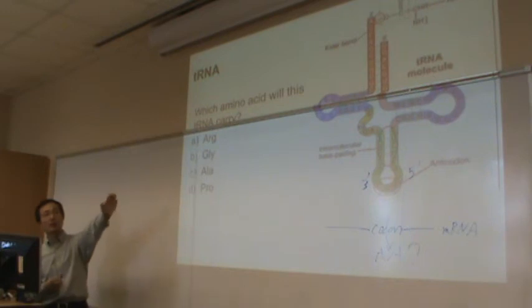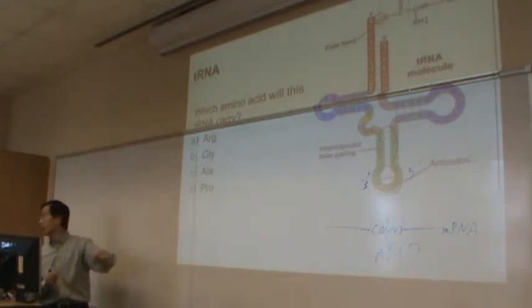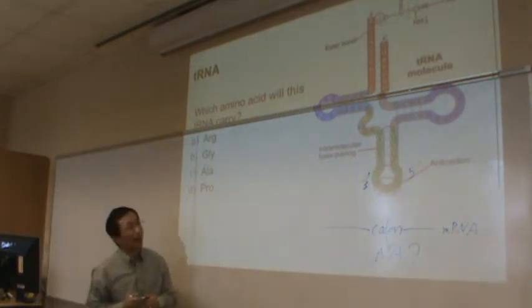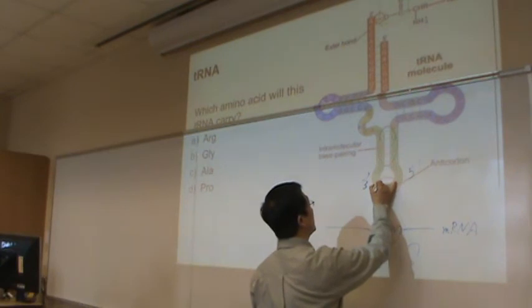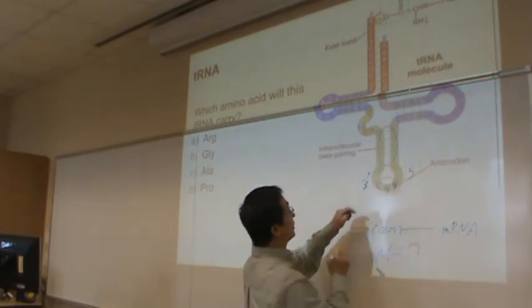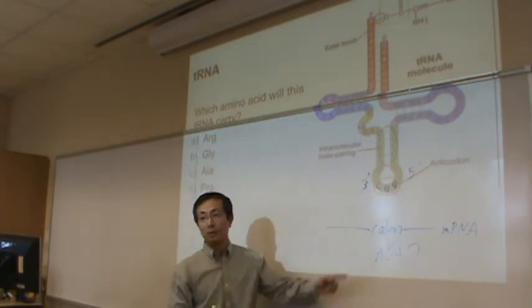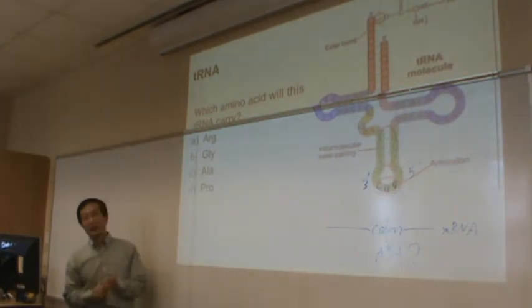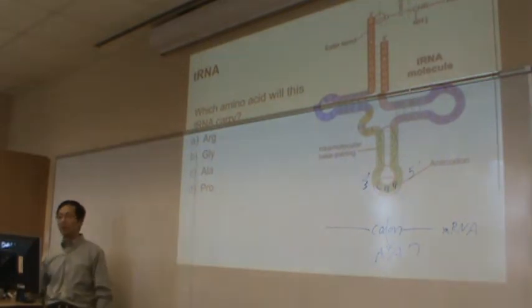So that anticodon at the bottom. Does that say CGT? I can't see. That's the question. I can't see if that's what it says. Oh, I see. So here is C. This one is G. This one is G, yeah. Okay. Well, let's see.